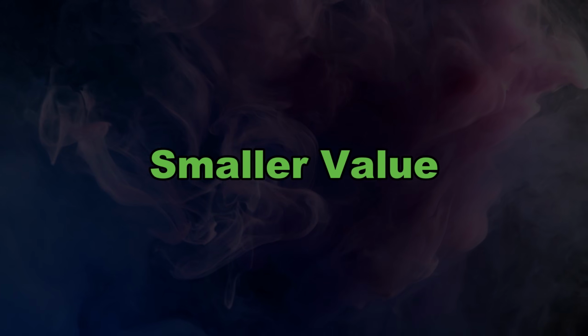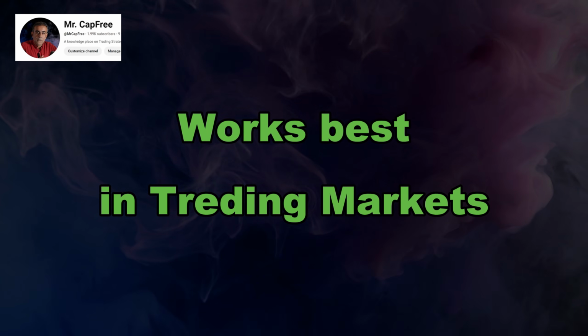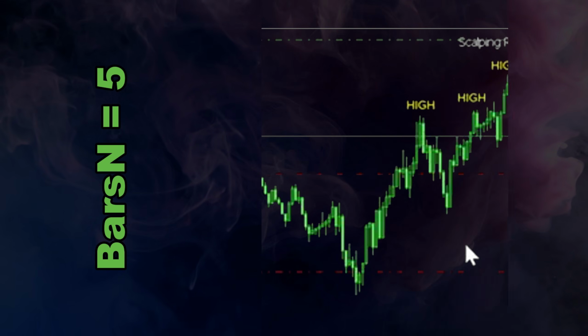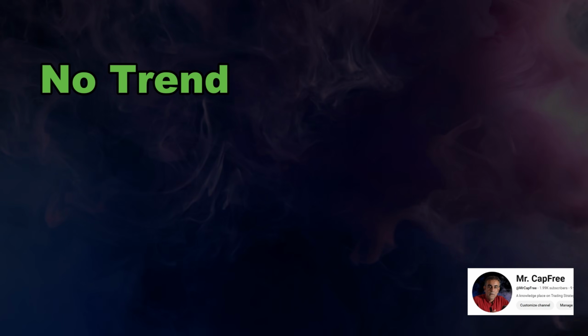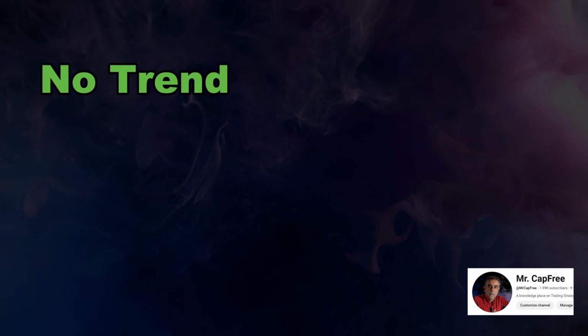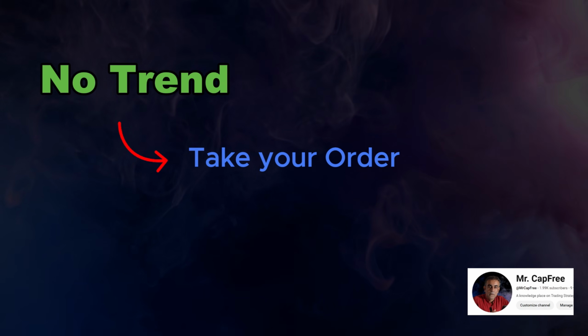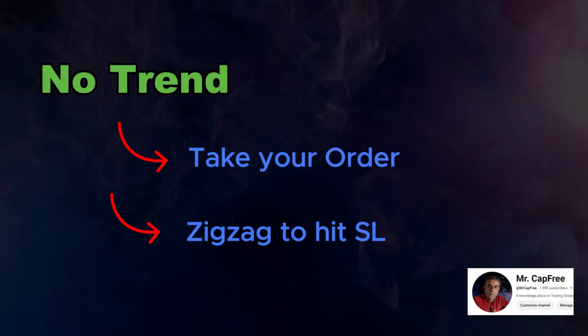So with a small value, you're going to get a lot of these highs, which is going to work amazingly well during a strong trend because you want to trade every time there is a new high forming. But when the markets are just simply drifting, then you don't want to be trading every small new high that appears because the price is going to take your order and then it might zigzag back to the stop loss before continuing again in the same direction.